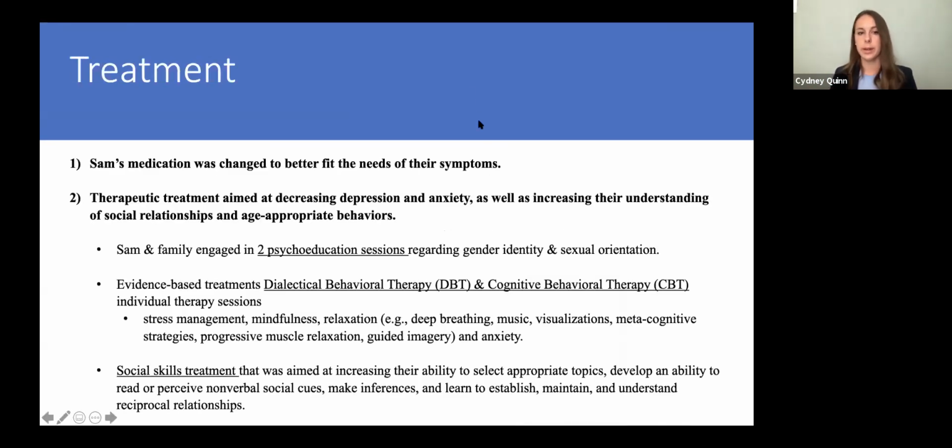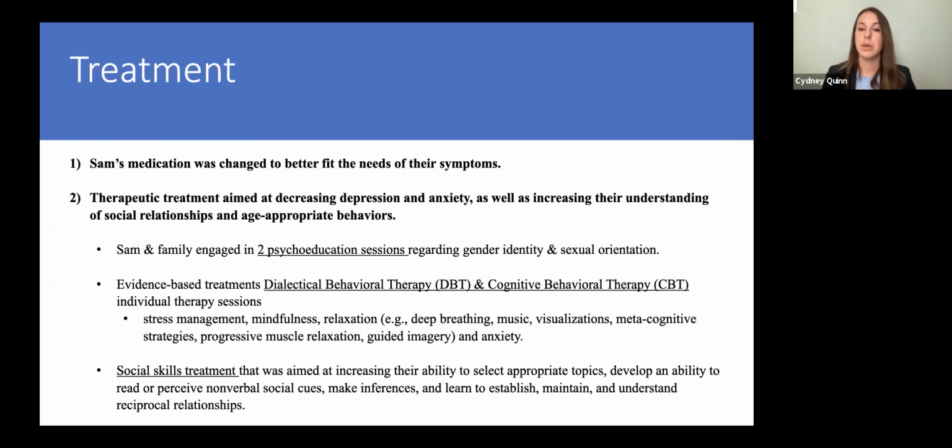So treatment was tailored. Right away, Sam's medication was changed to better fit the needs of their symptoms. The results were shared with the psychiatrist, who could then tailor the medication. And then Sam and their family engaged in two psychoeducational sessions regarding gender identity, sexual orientation. The primary goal for this was to really help Sam find a way to communicate with their parents and say, I would like to use different pronouns. I would like you to use the same pronouns as me and understand my gender identity. And so Sam's mom, dad, and Sam all engaged in these sessions right away.